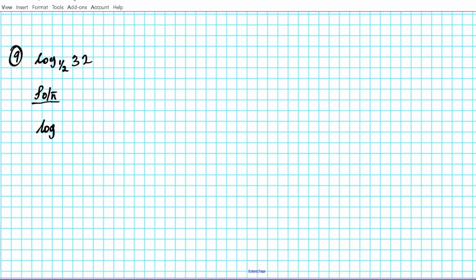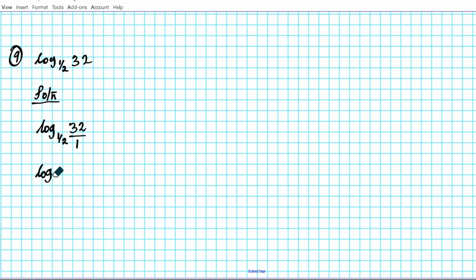So the goal here is to express 32 as a power of 1/2. Alrighty? Okay, so let's do it. First of all, you notice there's a 1 here, so we're going to apply that here. We're going to write this as 32 over 1. So we're going to reciprocate.